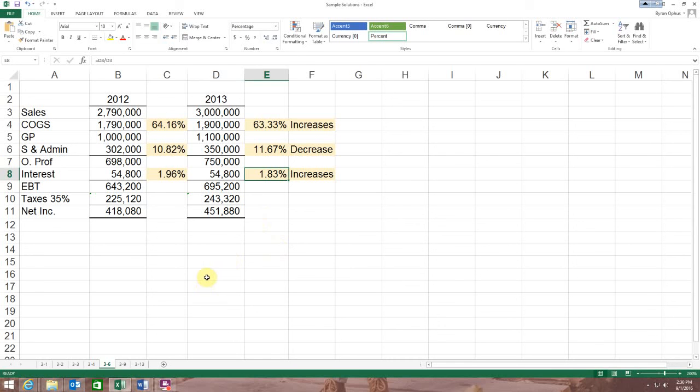Yours might be different. Certainly your numbers are going to be different for problem 3-7.